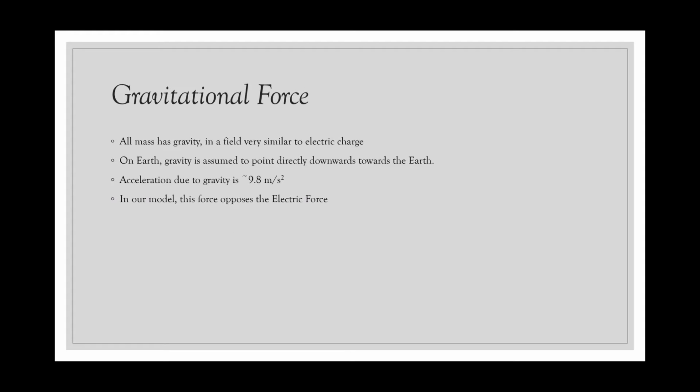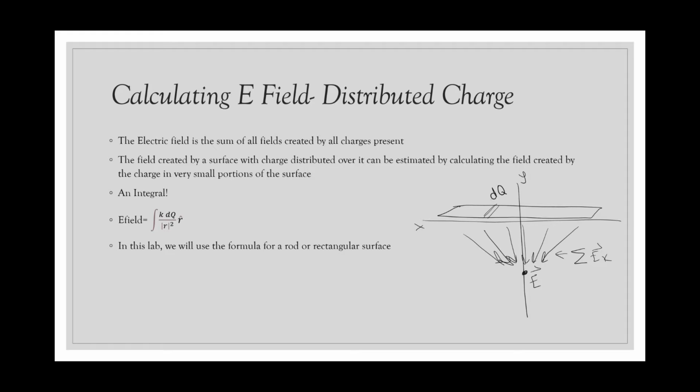Gravitational force is opposing our electric force, so that the second piece of tape appears to levitate. We also have to understand distributed charges. When a charge is distributed over a surface, we can no longer use the point charge formula to calculate its electric field. Instead, we have to treat it as a sum of all of its small point charges.